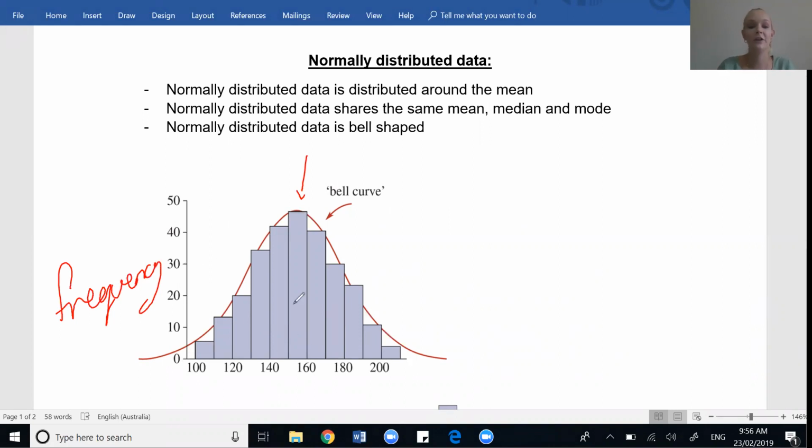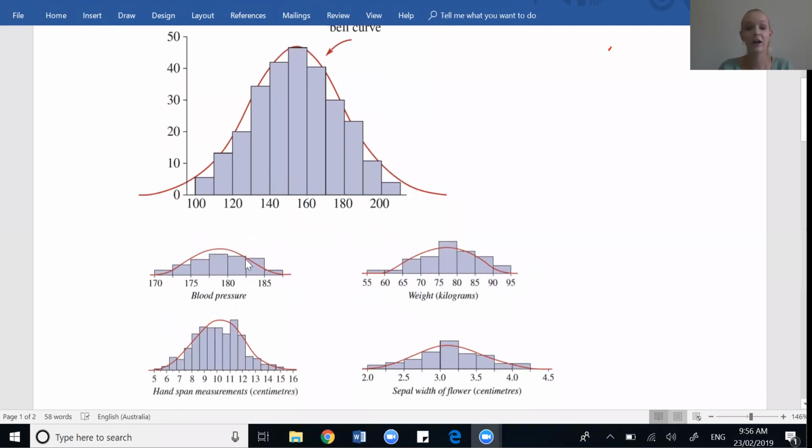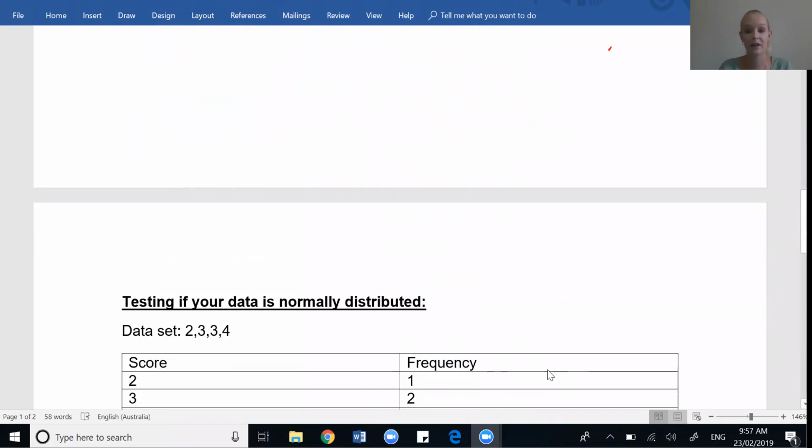So here we have a frequency of about 150 occurring at 50 odd times. And then it is symmetrical about that mean. Normally distributed data is always bell-shaped. It is never going to be positively or negatively skewed. So let's look at an example of real-world normally distributed data. Blood pressure can be normally distributed, weight can be normally distributed, handspan measurement, and sepal width of flowers can be normally distributed.